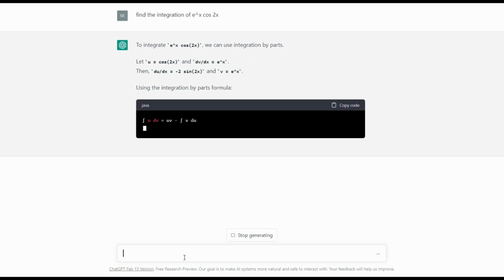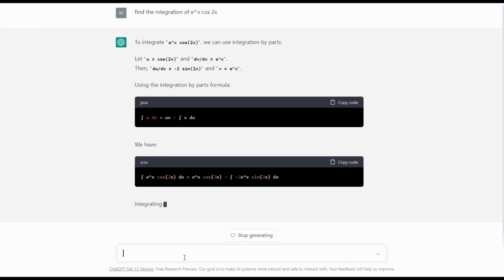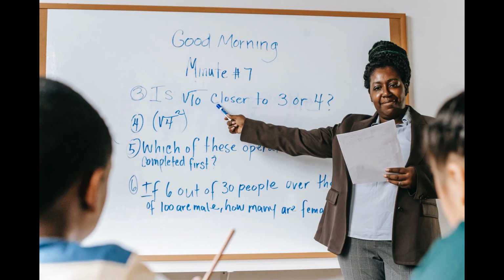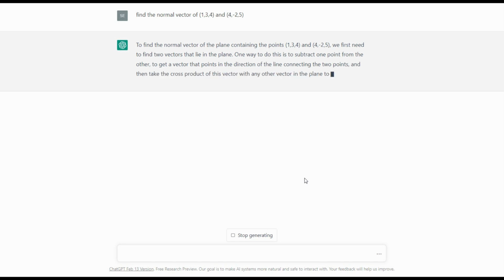With its vast knowledge base and ability to learn from vast amounts of data, ChatGPT can answer a wide range of math questions. However, there are limits to what ChatGPT can do. It may not be able to solve complex problems that require advanced mathematical reasoning. Additionally, ChatGPT may struggle with questions that require a deep understanding of mathematical concepts and theories.